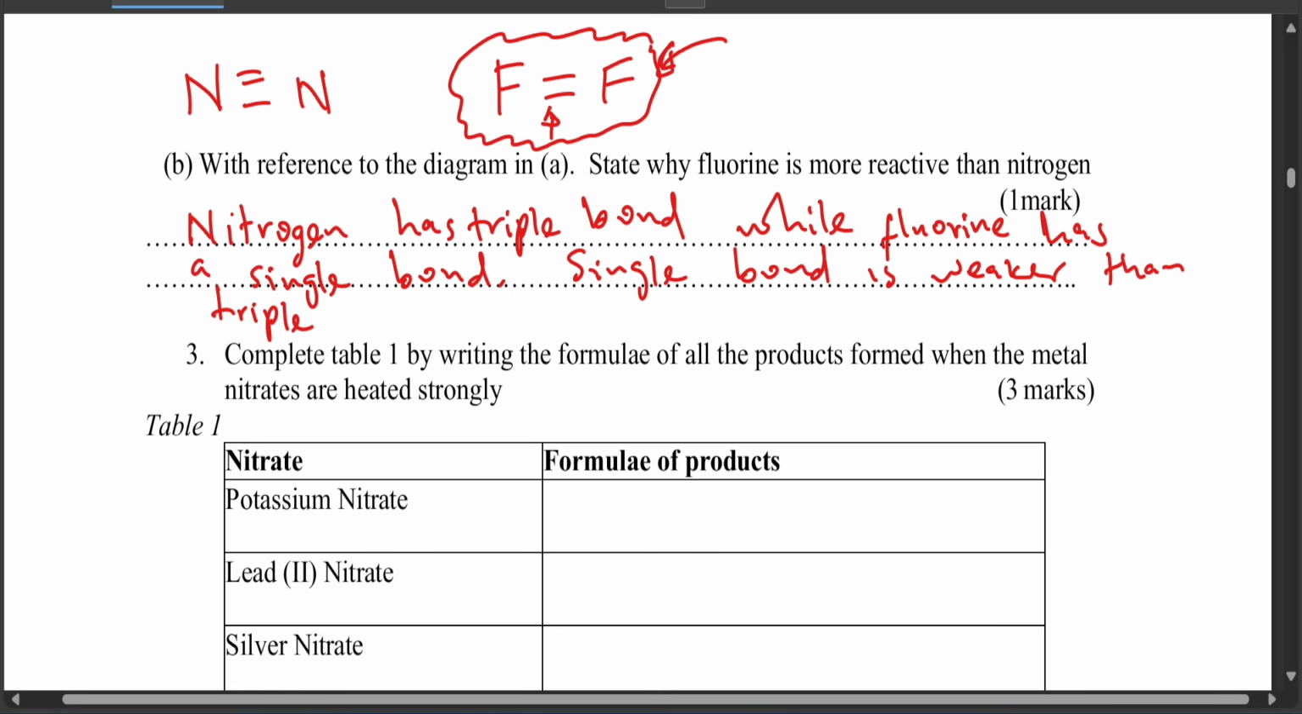Is it single bond or double bond? I think it's a single bond, sorry. I forgot. I thought it was... so for the fluorine molecule, it has a single bond and not a double bond. So single bond is weaker than triple bond, and hence easy to break. So hopefully that is understandable.